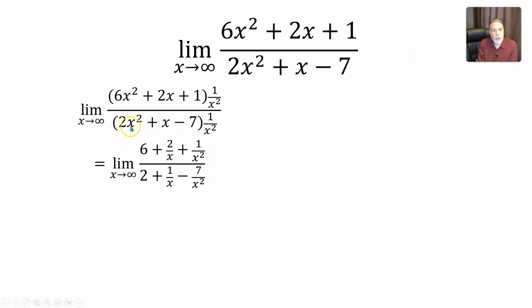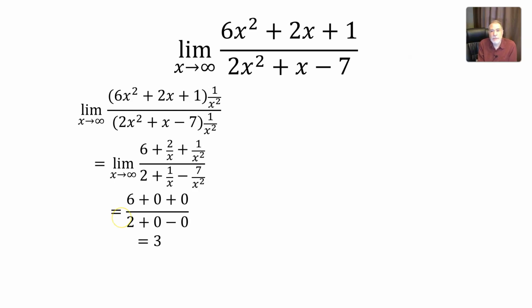Meanwhile, down here, 2x squared divided by x squared would just be 2, plus x divided by x squared simplifies to 1 over x, minus 7 divided by x squared. And now we take the limit as x approaches infinity, and then everywhere we have a constant over x to a positive power, that's going to 0. So the limit we get is 6 plus 0 plus 0 on top over 2 plus 0 minus 0 on the bottom. So that would just be 6 over 2, or 3. So the limit is 3.